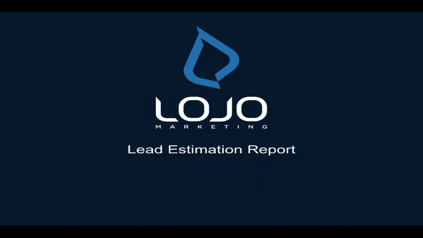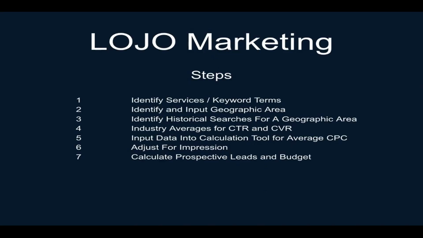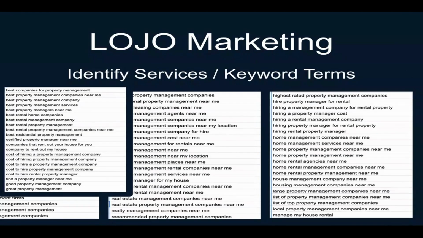Real quick, I'm going to go through this lead estimation report and try to keep it as brief as possible. All right, in this lead estimation report, we're going to go through 7 different steps to basically tell us how many people we could expect to become leads that are interested in the service that a company offers. And the medium that we're going to use is Google Ads in order to go through this identification process.